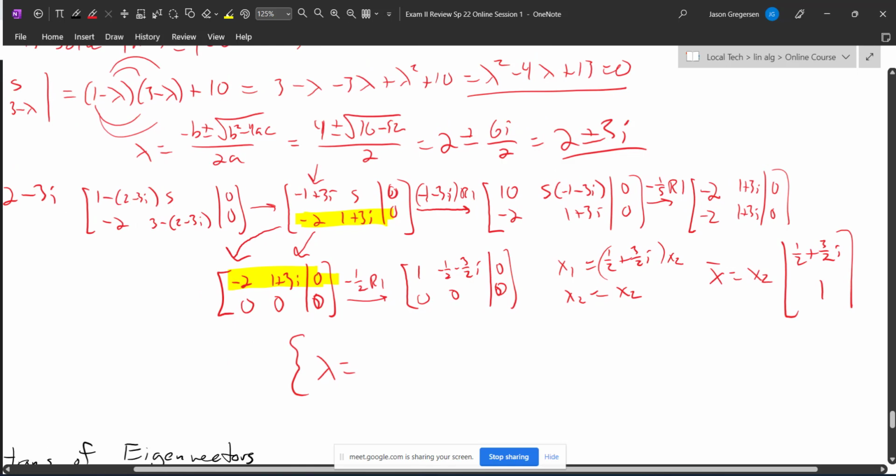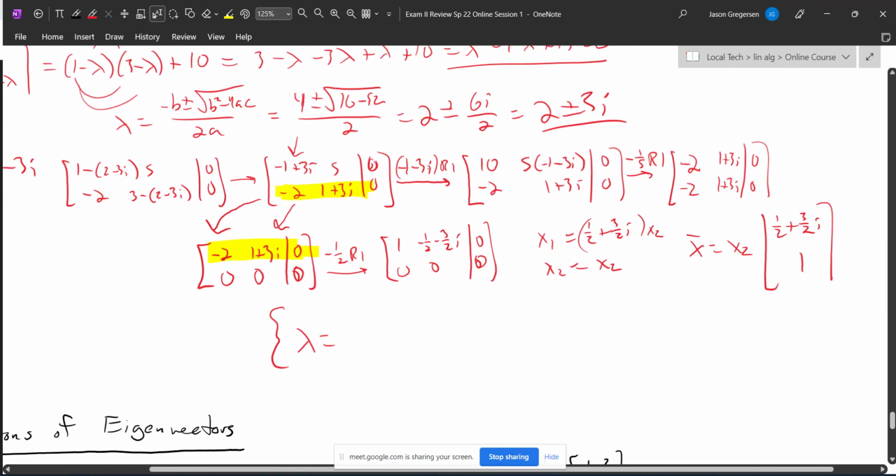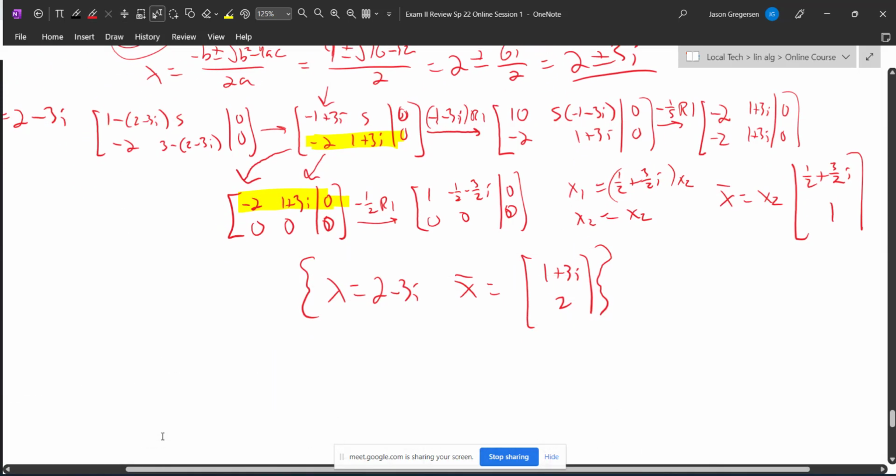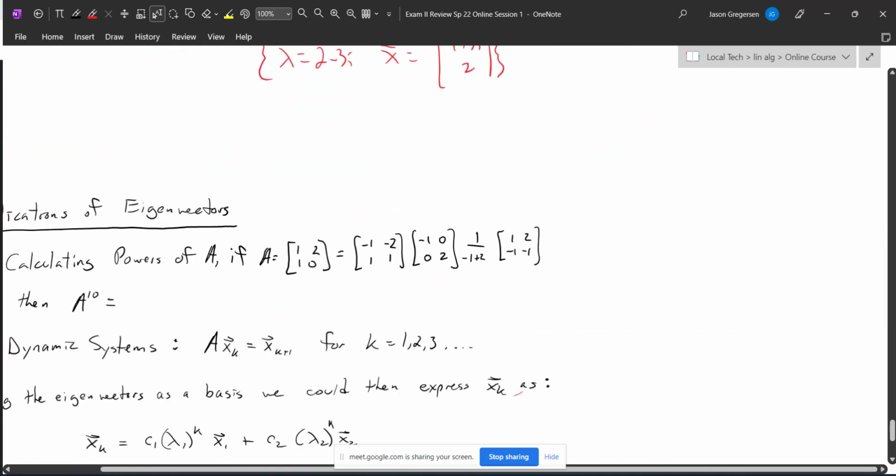I'm going to write my eigenvalue here, which is 2 minus 3i. And my associated eigenvector, which I'm going to multiply by 2 just to clear my fractions, will be 1 plus 3i and 2. Once again, you don't have to do that. I'm choosing to do that here. And there I have calculated my complex eigenvalue and eigenvector.